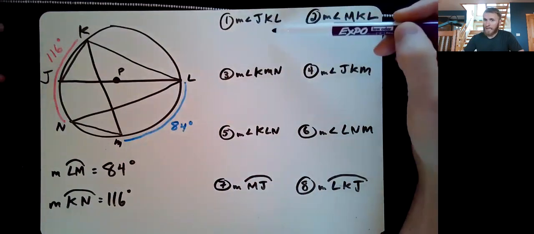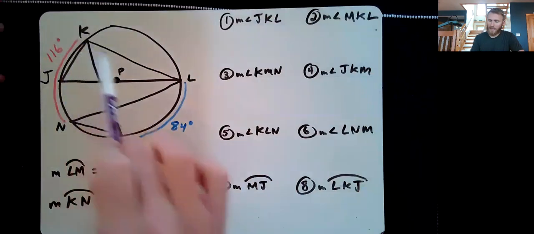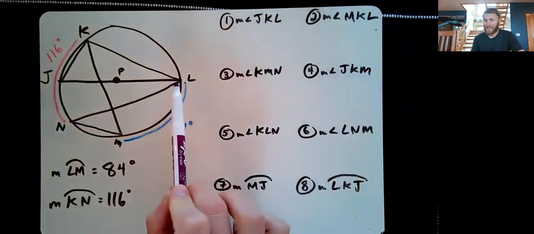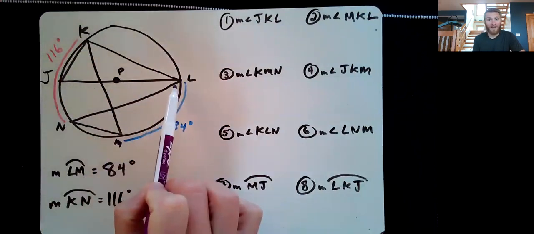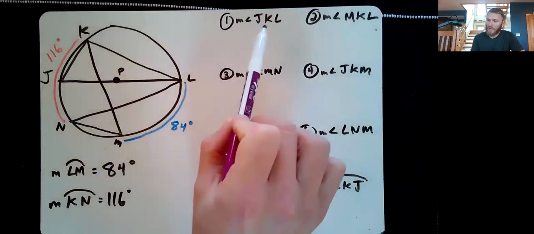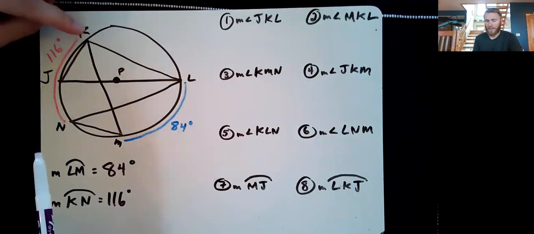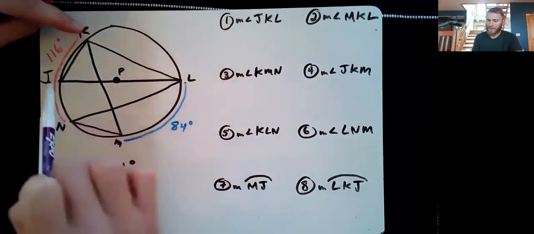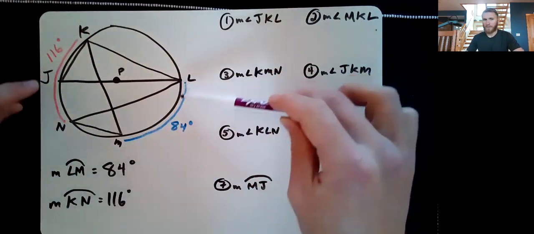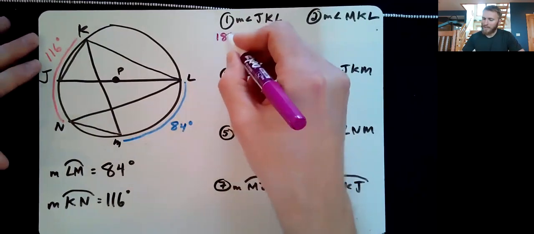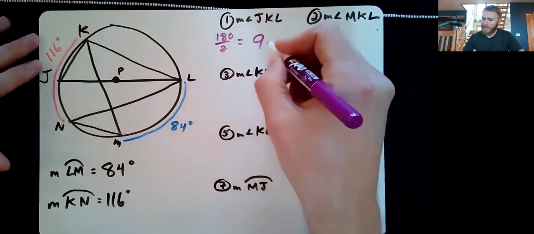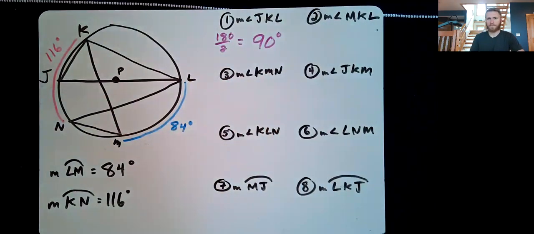Measure of angle JKL, J to K to L. So here's part of looking at these diagrams: you can assume that if there's a bolded point in the middle, that's the center of the circle. So here, point P is the center, and JL would be the diameter. So angle JKL is an inscribed angle here at K that intercepts the bottom half of the circle. So that bottom semicircle is being intercepted. Because it's an inscribed angle, 180 divided by 2 gets me my answer of 90 degrees for JKL.